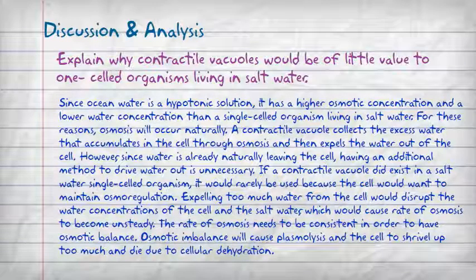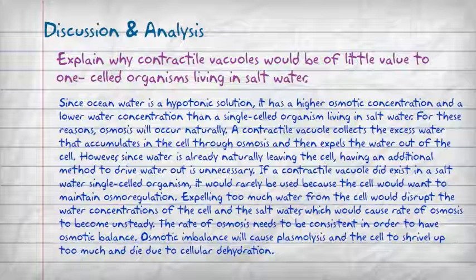Since ocean water is a hypertonic solution, it has a higher osmotic concentration and a lower water concentration than a single-celled organism living in salt water. For these reasons, osmosis will occur naturally. A contractile vacuole collects the excess water that accumulates in the cell through osmosis and then expels the water out of the cell. However, since water is already naturally leaving the cell, having an additional method to drive water out is unnecessary.